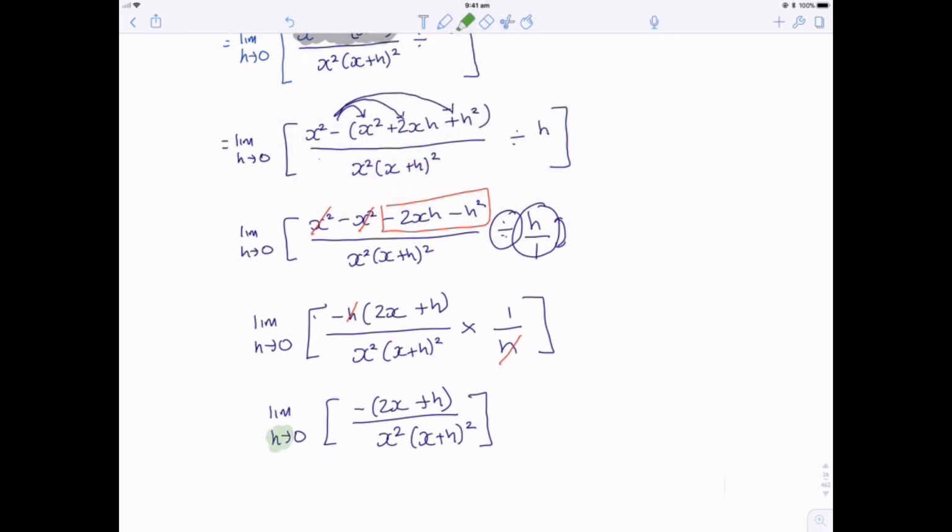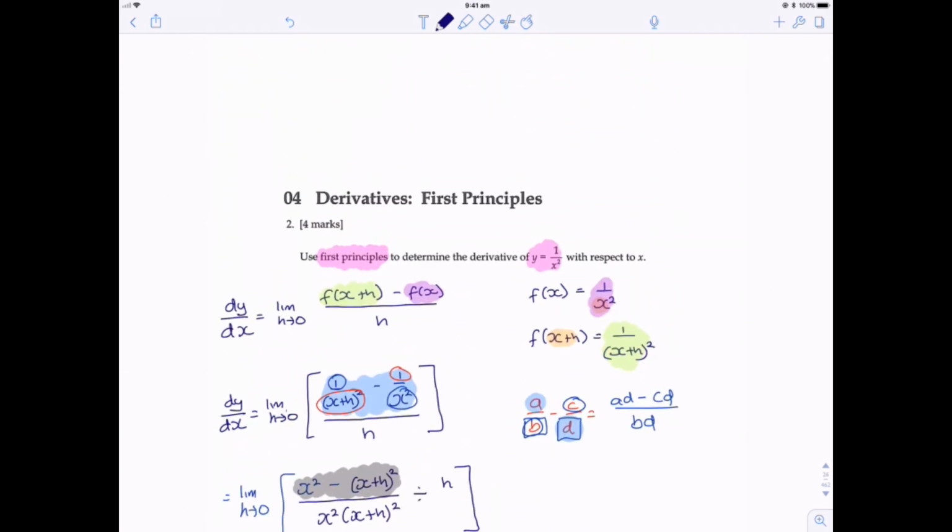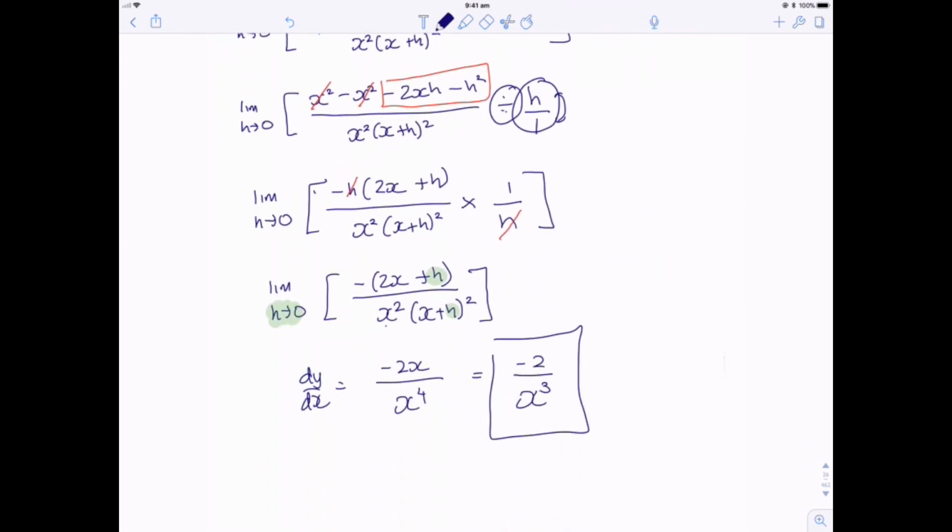Okay, and now we could apply this rule. As h approaches 0, so basically we could put 0 there and 0 there. Our derivative dy by dx is, we're left with minus 2x on top and x squared multiplied by x squared, which is x to the power of 4. And that simplifies down to minus 2 on x cubed. So the derivative of 1 on x squared is minus 2 on x cubed using first principles.